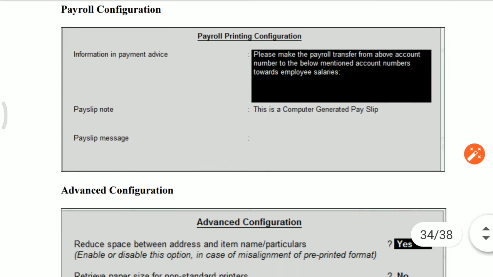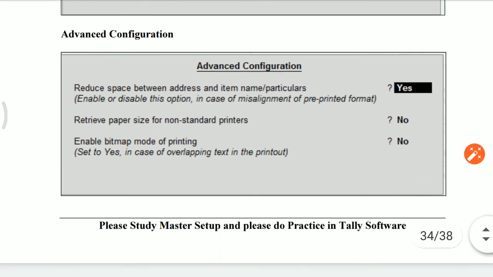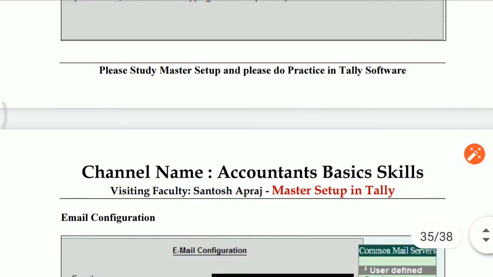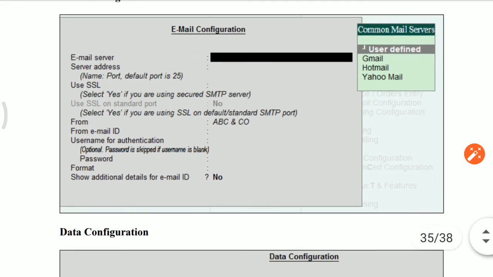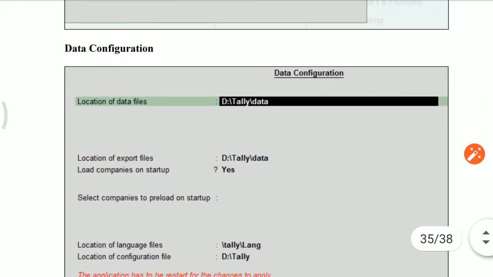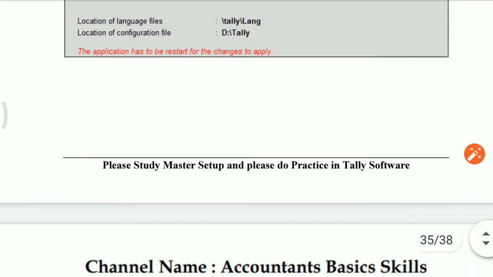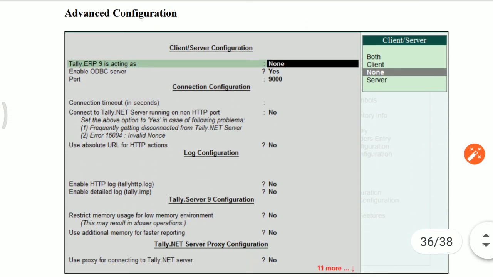Printing advanced configurations, please don't use these options unless and until required. Next one is email configurations. With the help of IT, this option should be activated when you want to email the ledger or voucher, then you can do this setup without logging in to the Gmail ID. Then data configurations, where your data is saved. Next one is advanced configurations.